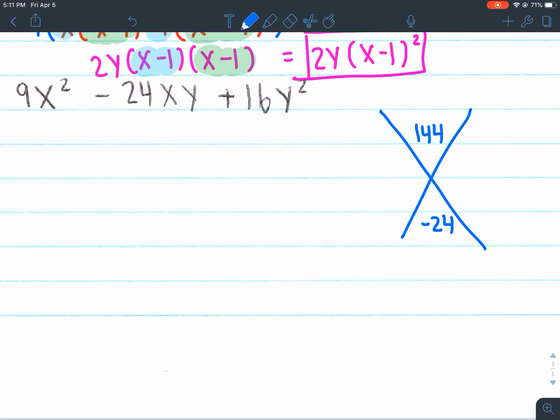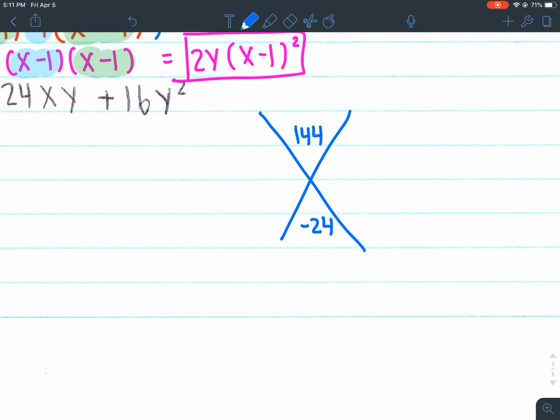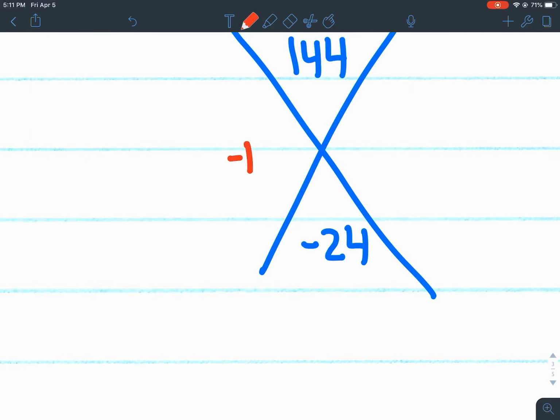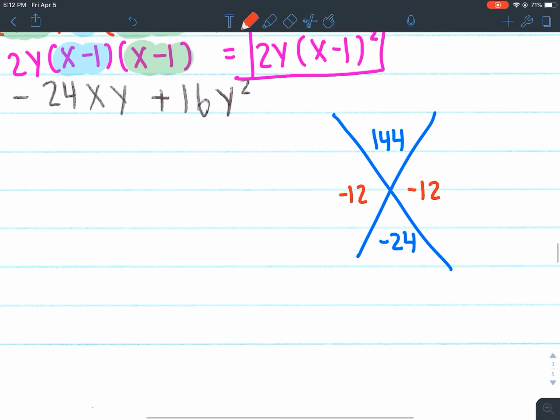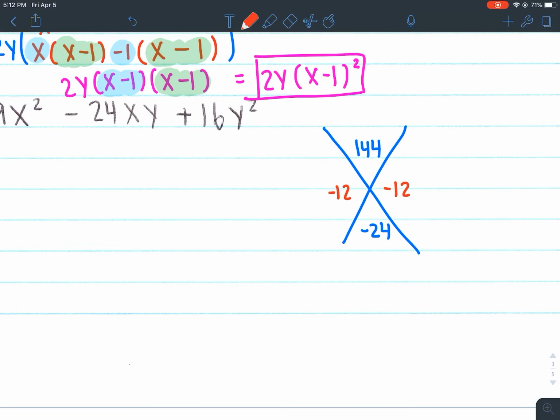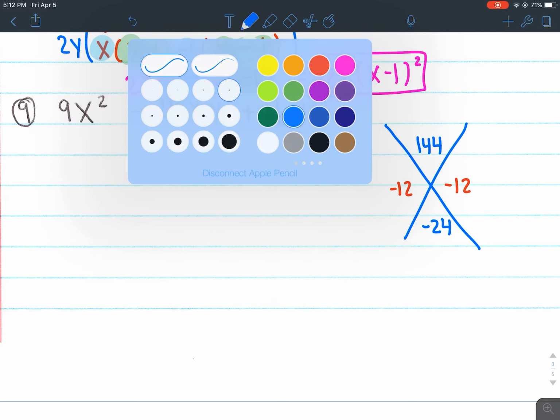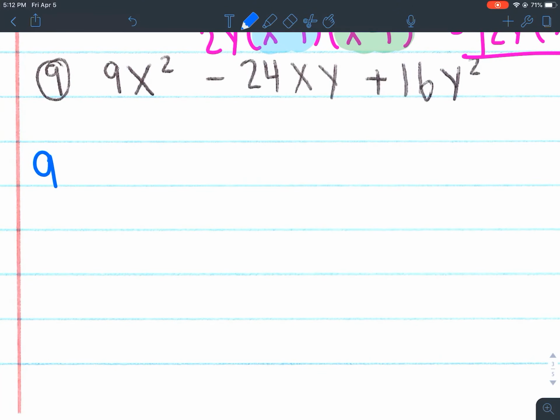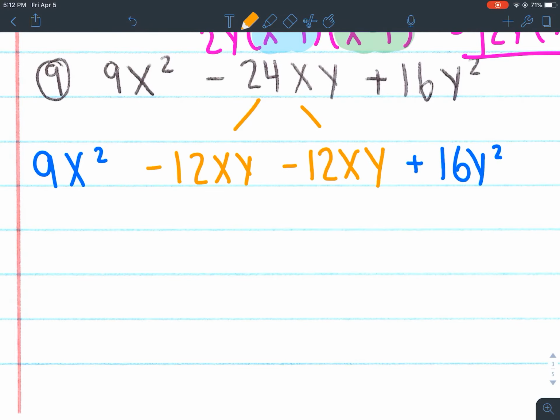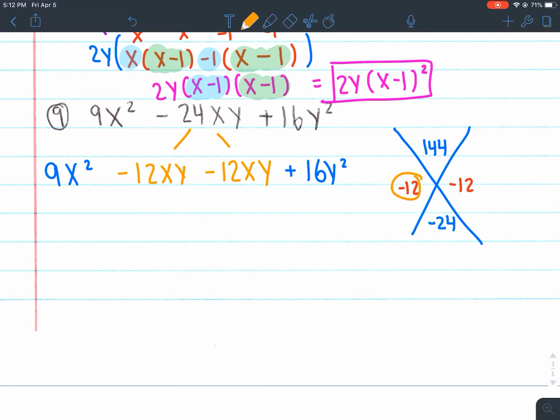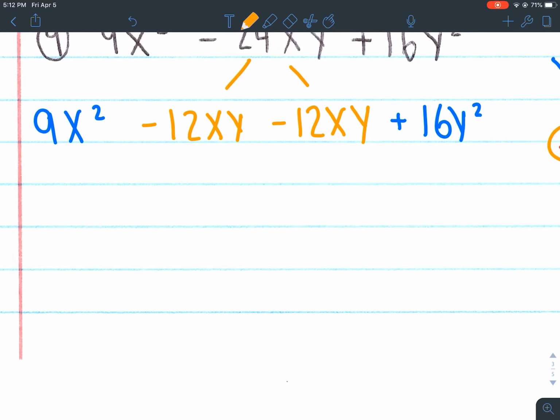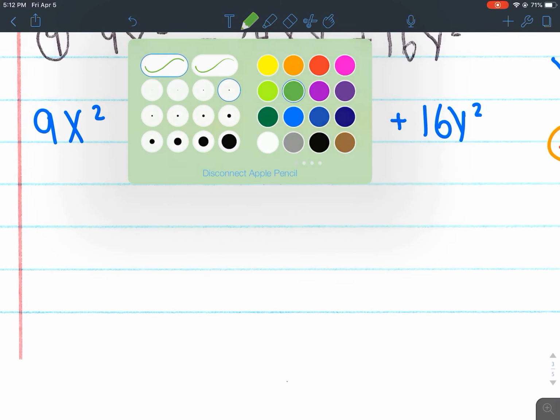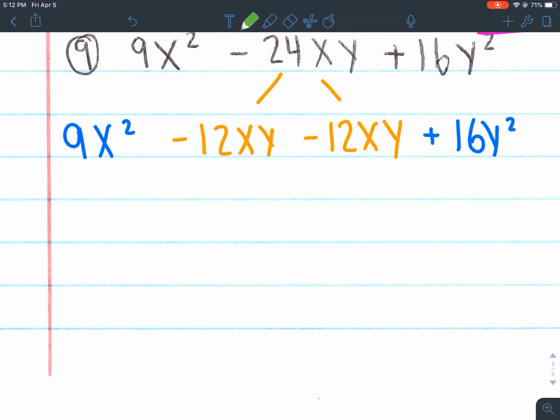Two numbers that add to make negative 24 but multiply to make 144 are negative 12 and negative 12. Negative times a negative is a positive. Negative 12 plus negative 12 is negative 24. Again, as we do this, remember that first term stays the same, and that last term stays the same. The only thing you're doing different is splitting this guy up. So that's going to be negative 12xy and negative 12xy, right? We got that from over here, our negative 12s. Okay? Again, your letters, variables, everything stays the same. The only thing you're changing is the numbers, and that's just the middle term number.